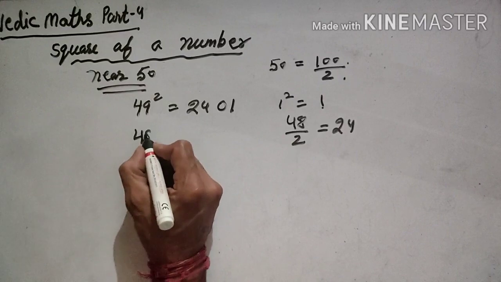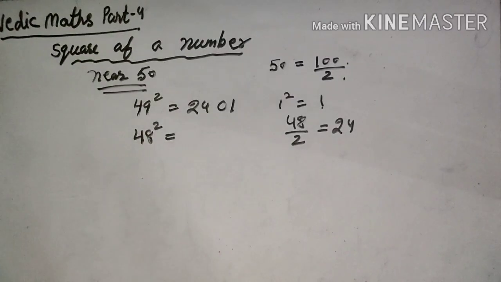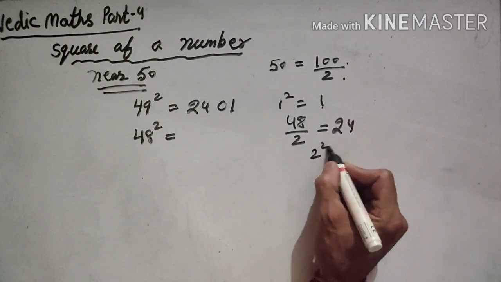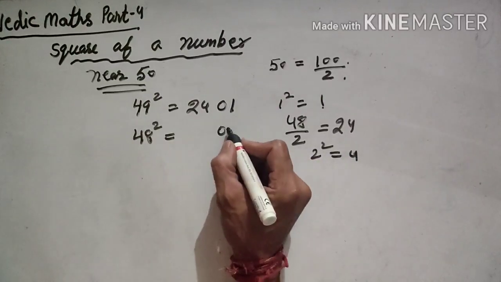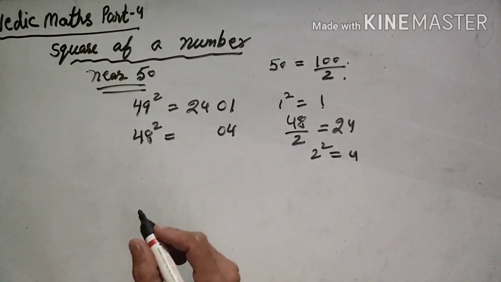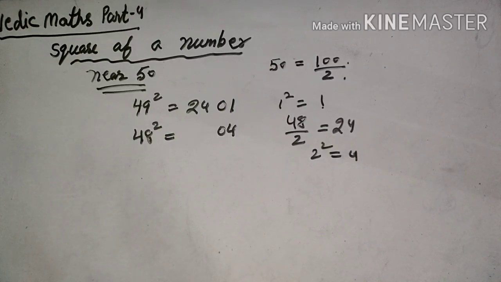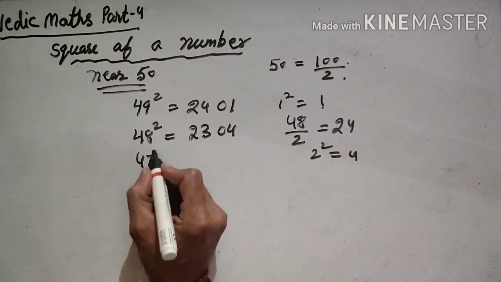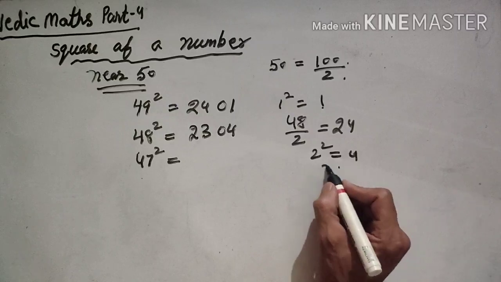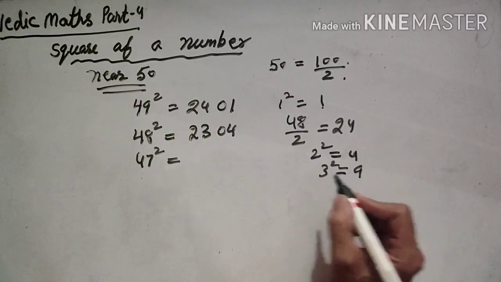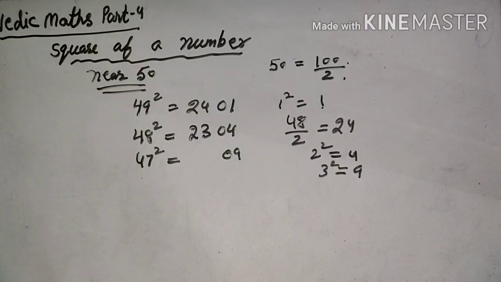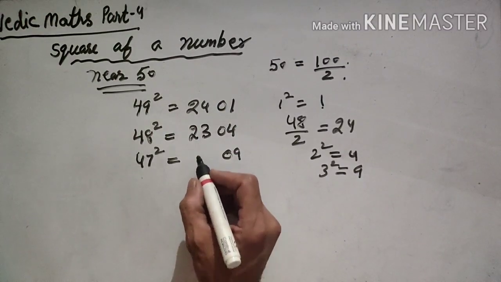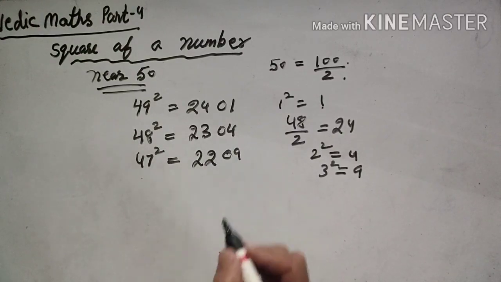Now 48 square, how much is it less than 50? 2, square of 2 is 4, we put 04, and 2 subtracted from 48 is 46, and 46 half is 23. 47 square. It is 3 less than 50, square of 3 is 09. Now 47 minus 3 is 44. 44 divided by 2 is 22.